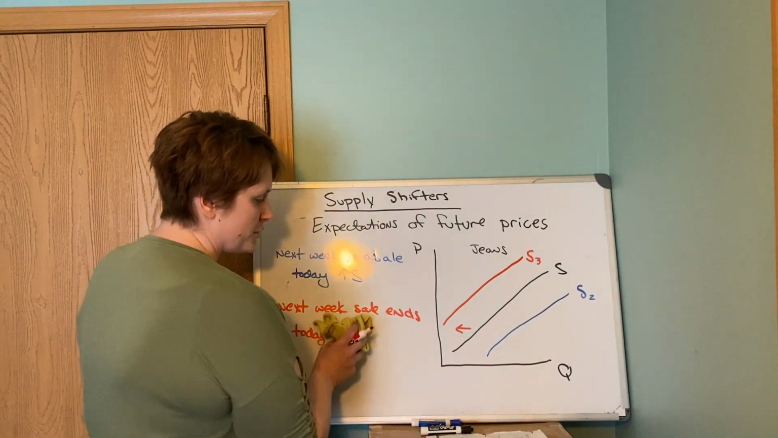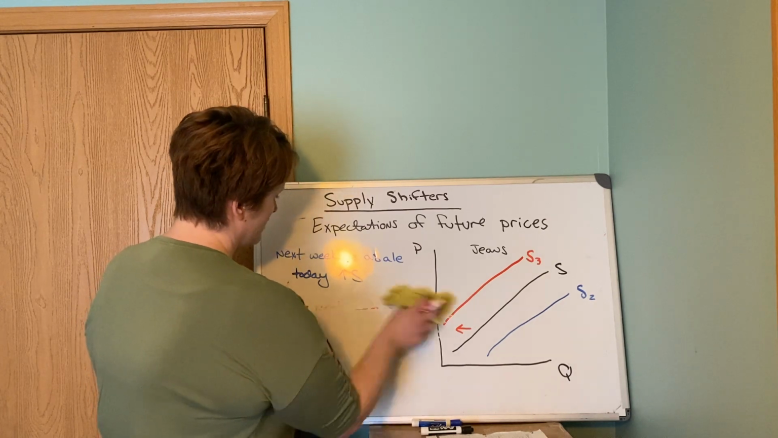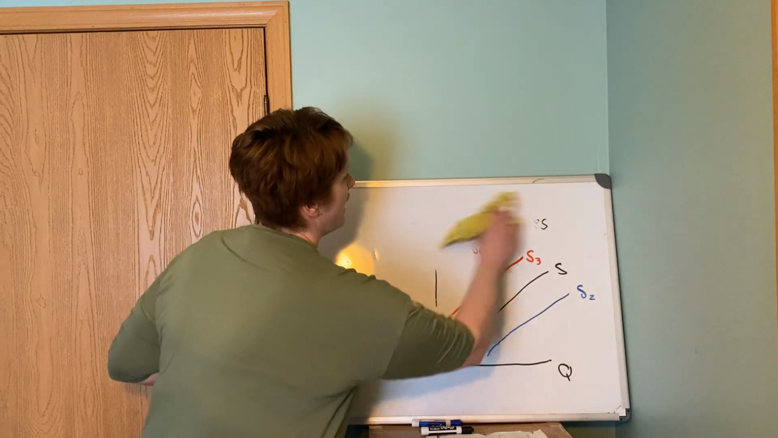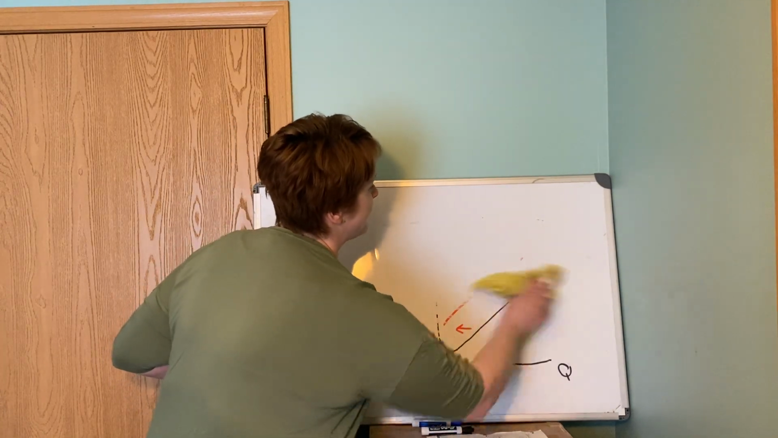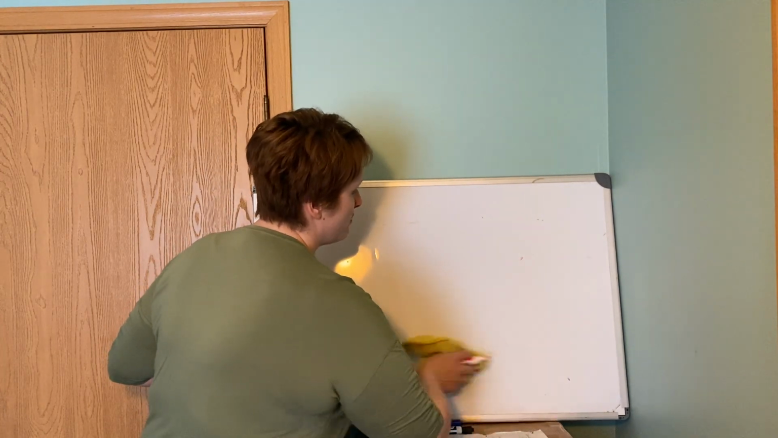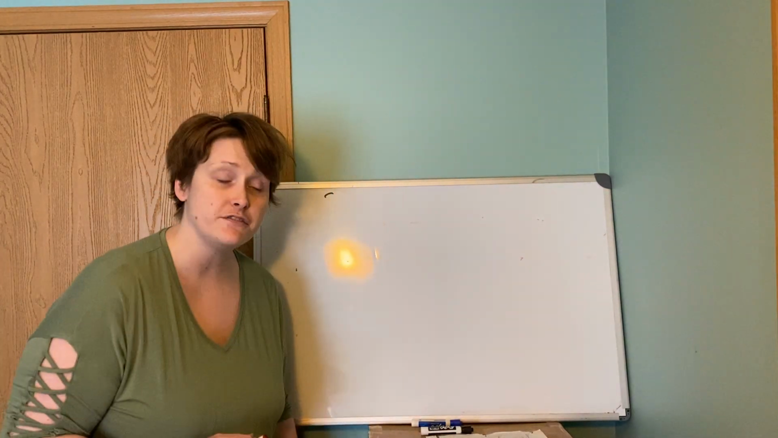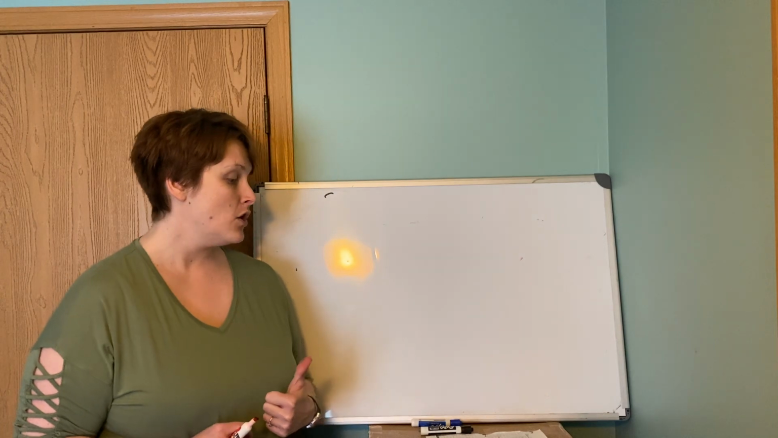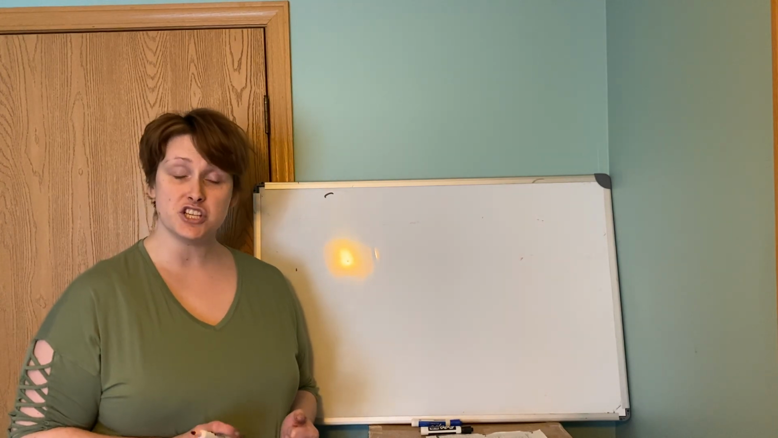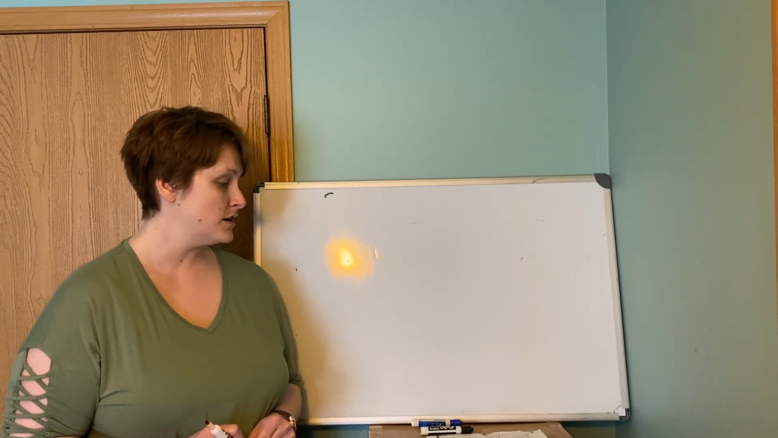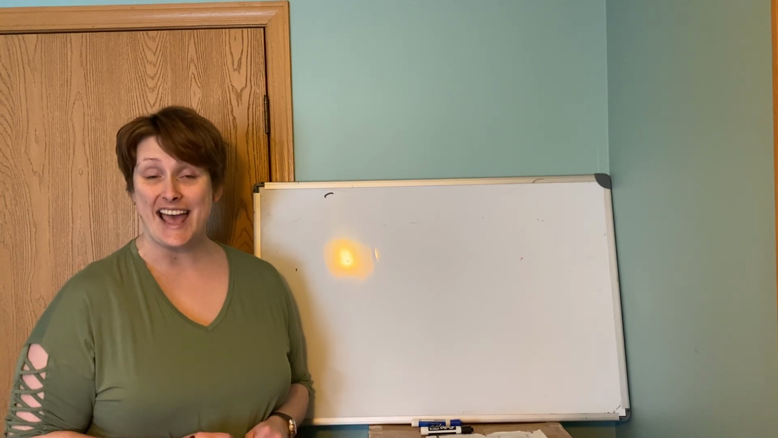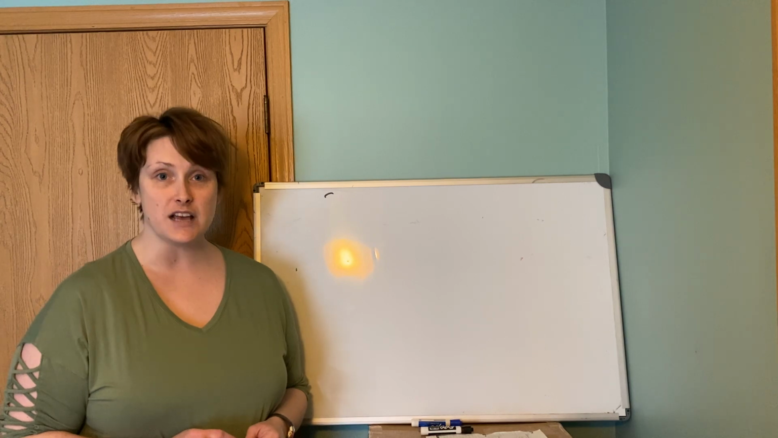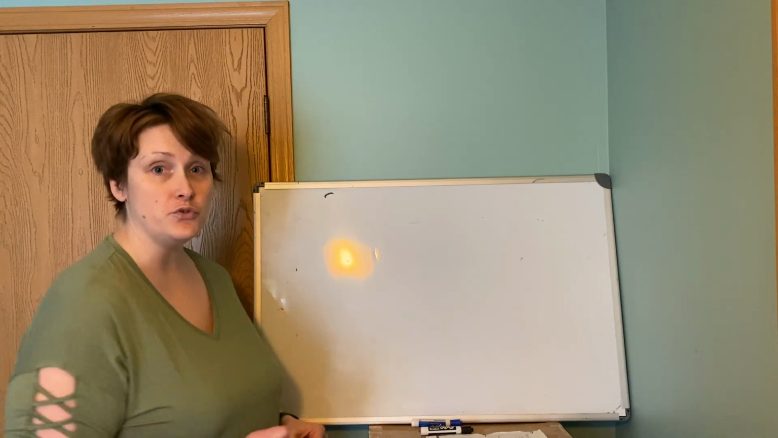A couple more things we're going to talk about. Last thing here, we've already discussed how we have technology changing input prices being our first shifter. We discussed taxes and subsidies. We discussed expectations of future prices. We discussed entry and exit of new producers. And the last item that we're going to discuss is changes of opportunity cost.